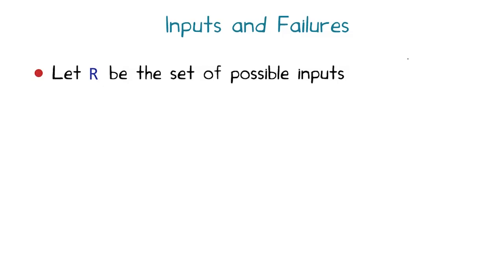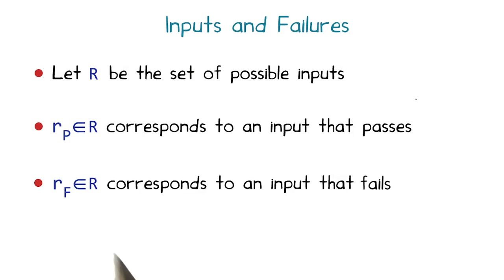Now that we have seen an example of how delta debugging would work in practice, let's formally define the algorithm so that we can analyze its properties and prove that it will work as expected. Let R be the set of all possible inputs that we wish the delta debugging algorithm to consider. We will use RP to denote an element of R on which the program passes, and RF to denote an element of R on which the program fails.